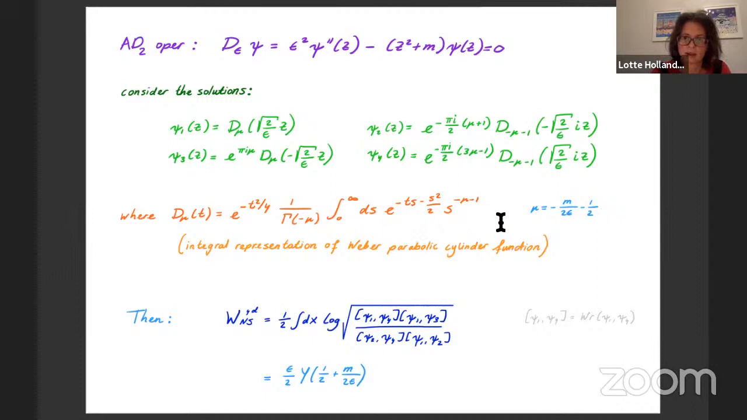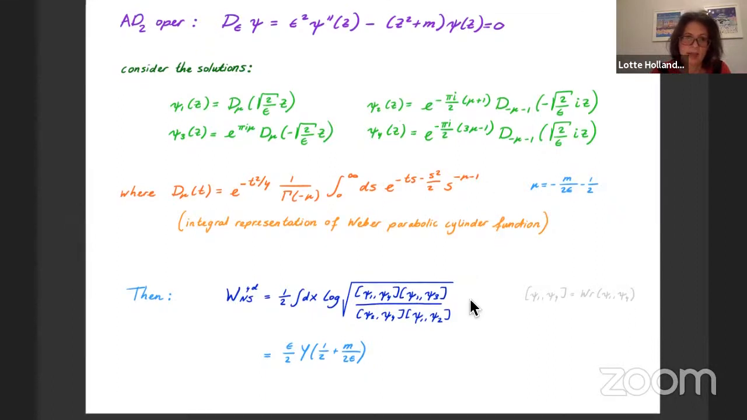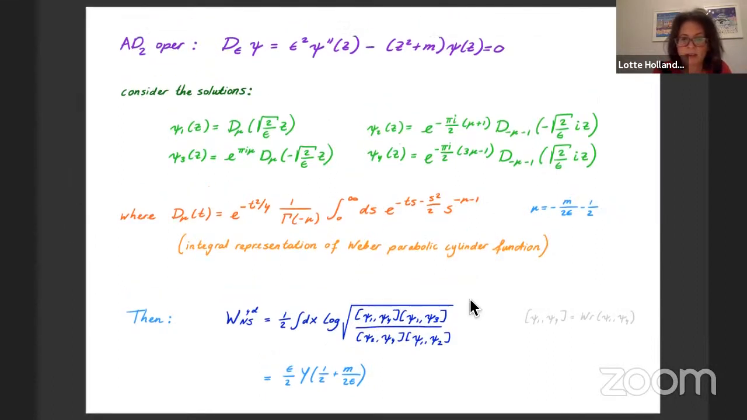Then it turns out that we can write the superpotential for this theory in terms of the Wronskians of these solutions. That is this equation here, where the superpotential is just equal to half times the integral over dx of the logarithm of the square root of this ratio of Wronskians of the above solutions.